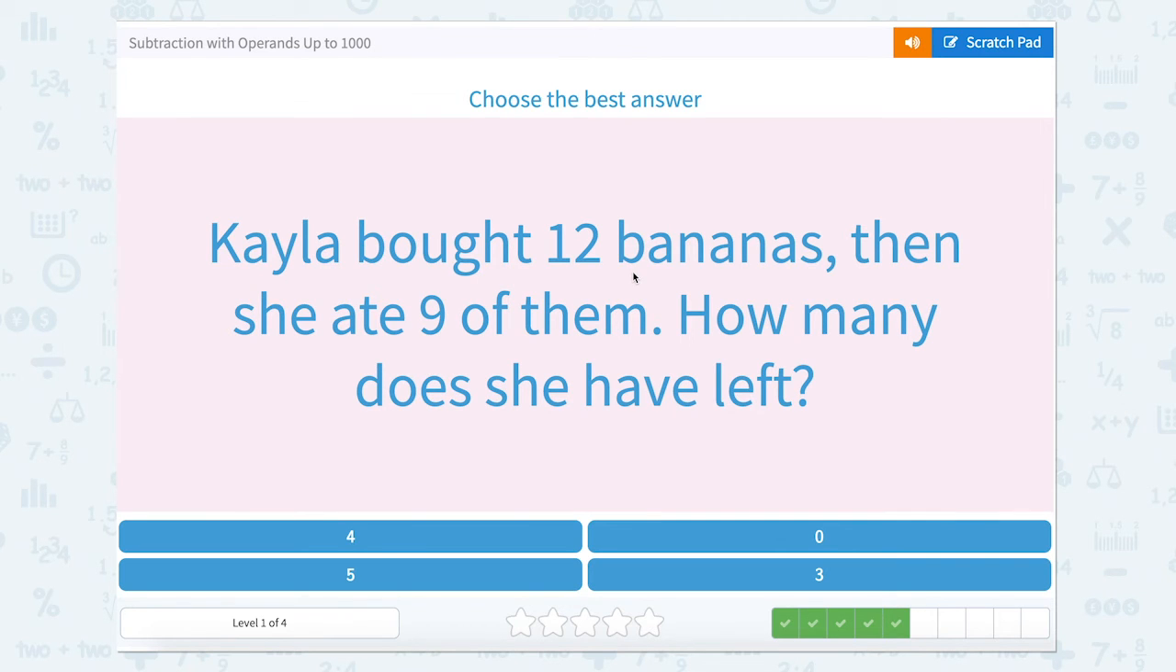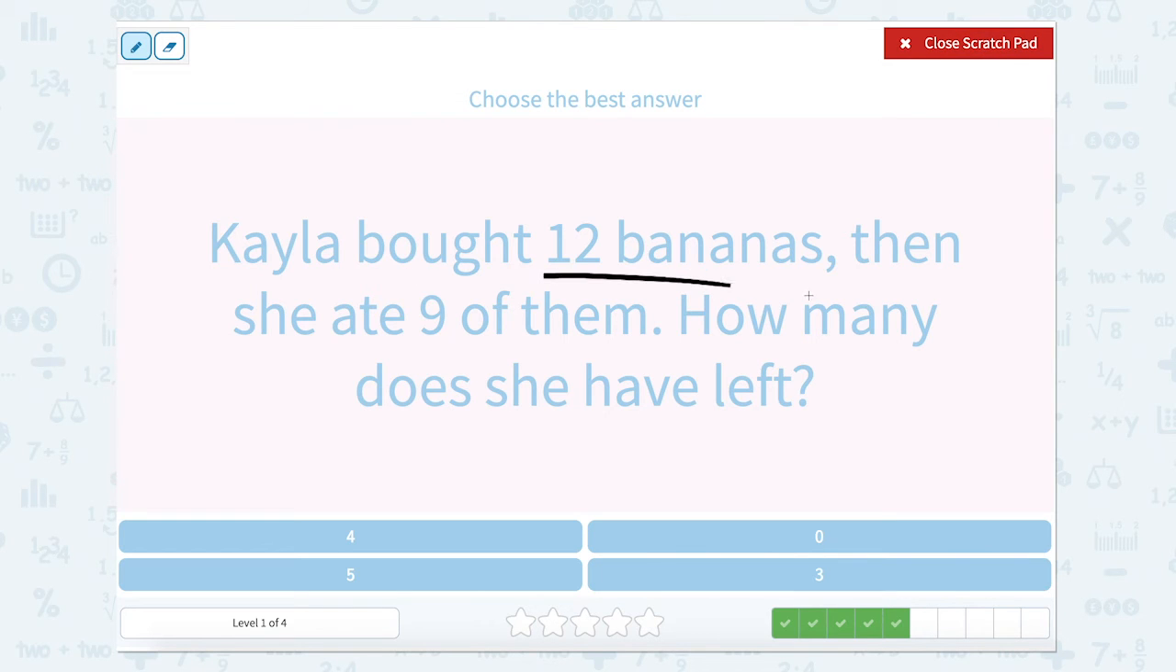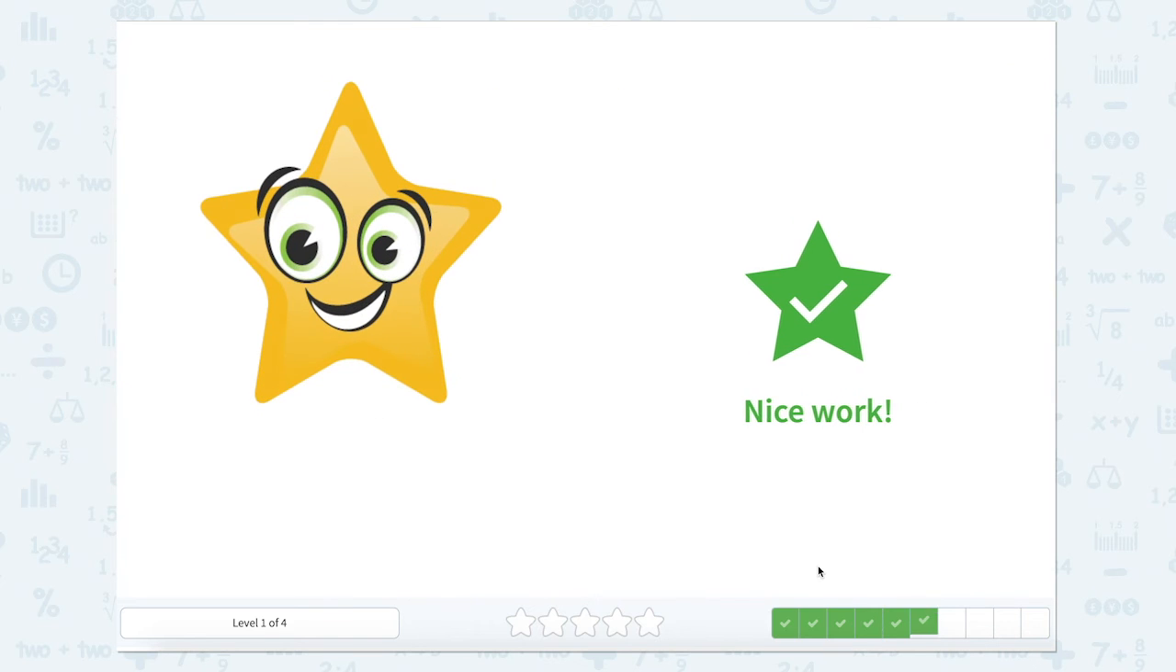Kayla bought 12 bananas. Then she ate 9 of them. It's a lot of bananas, Kayla. How many does she have left? Well, Kayla bought 12. So she had 12 bananas, and then she ate some. So if she's eating them, then they're going away. So we're going to subtract 9 to find out how many of those bananas we have left. Well, if you had 12, you ate 9, that would leave you with 3 bananas. Nice work.